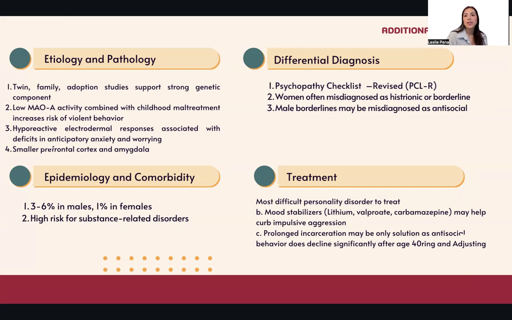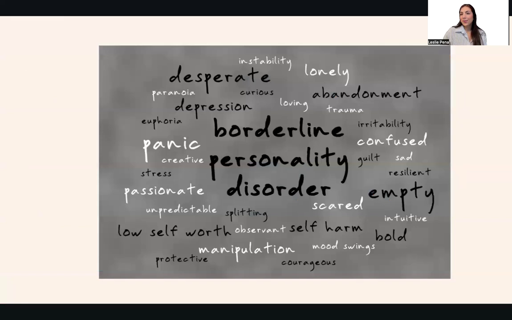For differential diagnosis, we use a psychopathy checklist. Women are often misdiagnosed as histrionic or borderline, and male borderline may be misdiagnosed as antisocial. For treatment, we use mood stabilizers, which can help curb the impulsive aggression, and prolonged incarceration may be the only solution for antisocial behavior if it doesn't decline after the age of 40. I don't know what the rest of it was going to say.